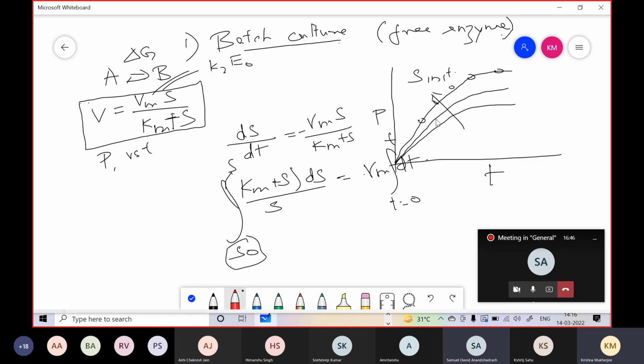So obviously you can very clearly make out that the red has a lower starting S naught and the green has an even lower starting S naught. And then with different amounts of enzyme, which means Vmax changes because it is K2 E naught, this is K cat, you can change the amount of enzyme and find out different reactions.